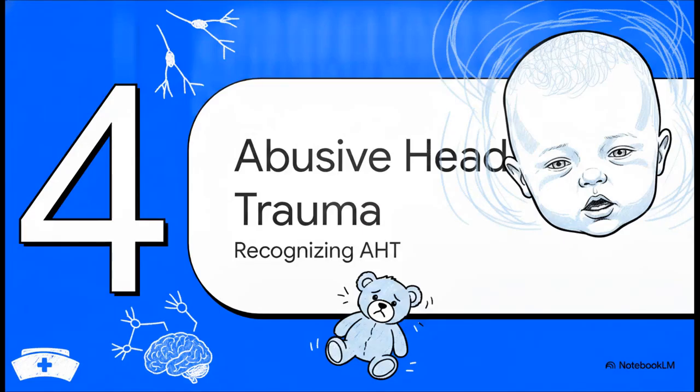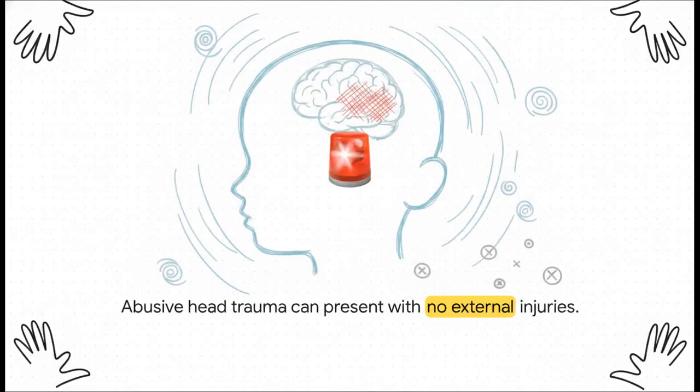Section 4. Abusive head trauma. Okay, this next point is arguably one of the most critical takeaways from our source material today. Abusive head trauma, often known as shaken baby syndrome, occurs when forceful shaking causes an intracranial hemorrhage. And the chilling reality here, this can present without a single visible bruise or scratch on the child's body. A lack of external injury absolutely does not rule out serious internal, life-threatening harm.